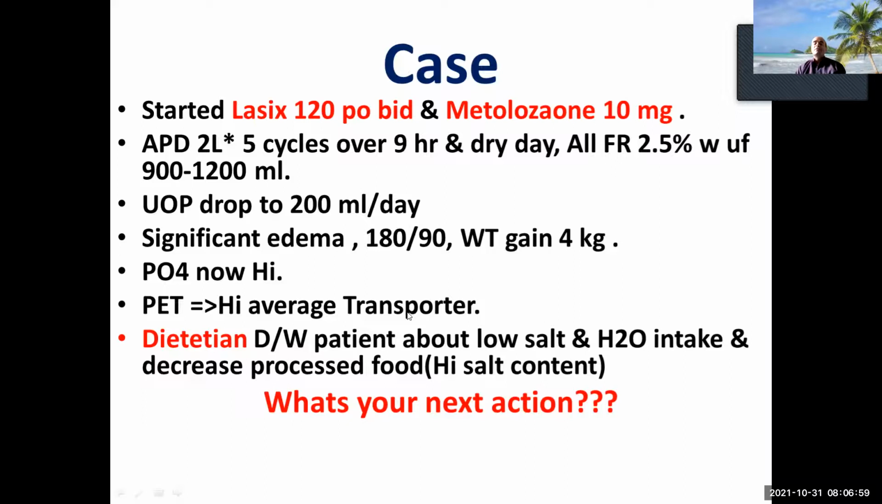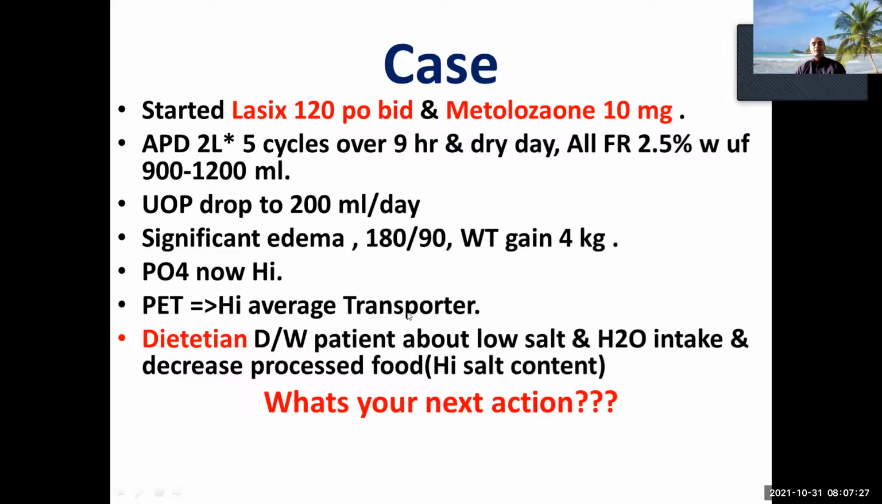The phosphorus now, before all his blood work at the target, is high, and the BIT already done before shows high transporter, we know that already in PD. The dietitian has already seen and discussed with the patient low salt and low water intake, and decreasing any processed food because of its high sodium content. What is your next action? I need you to think now about what I can do next. What is missing here in his prescription?